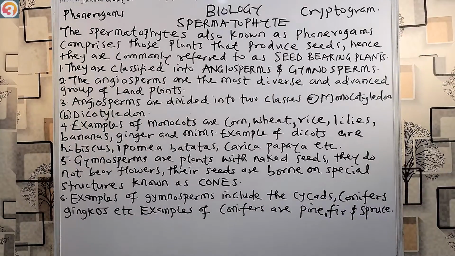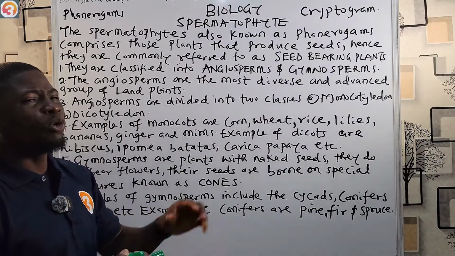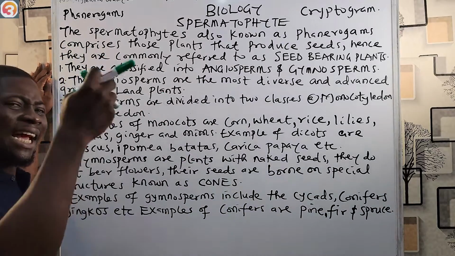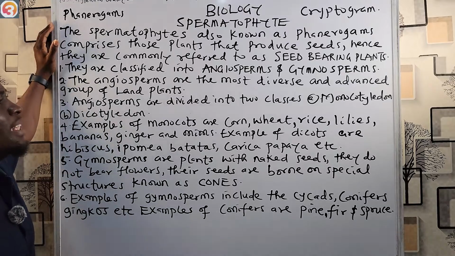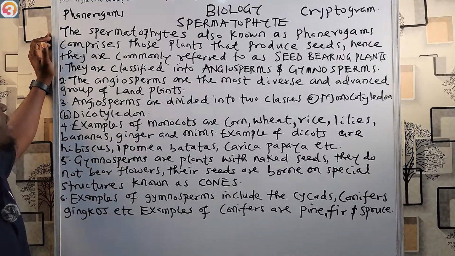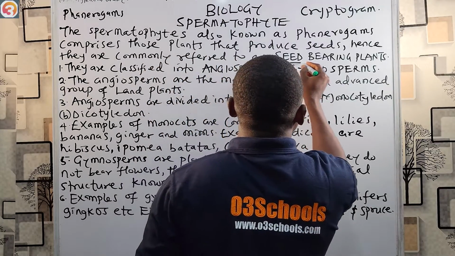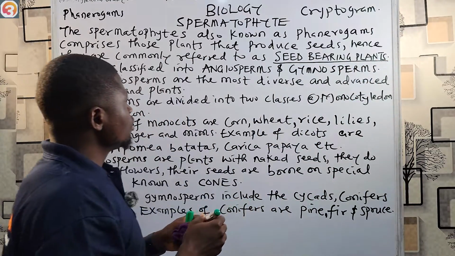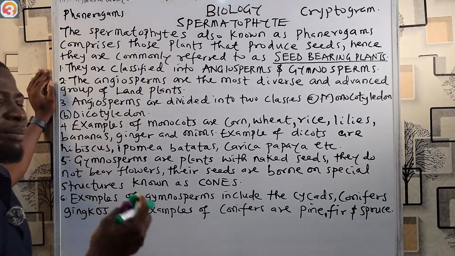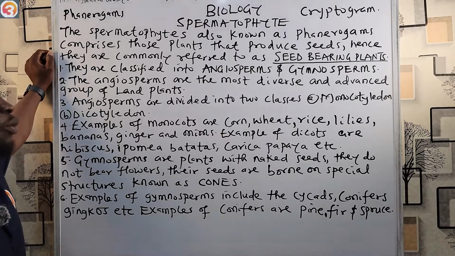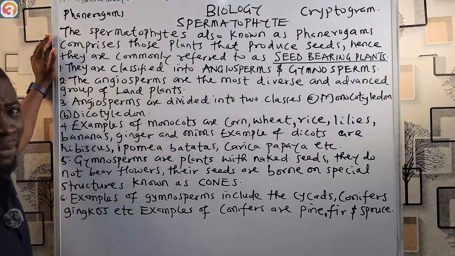All right. So the spermatophytes are called the phanerogams, because they are seed-bearing and flowering. All right. Then they comprise those plants that produce seeds. Hence, they are commonly referred to as seed-bearing plants. That is why we call them the seed-bearing plants. And these spermatophytes themselves are divided into what?